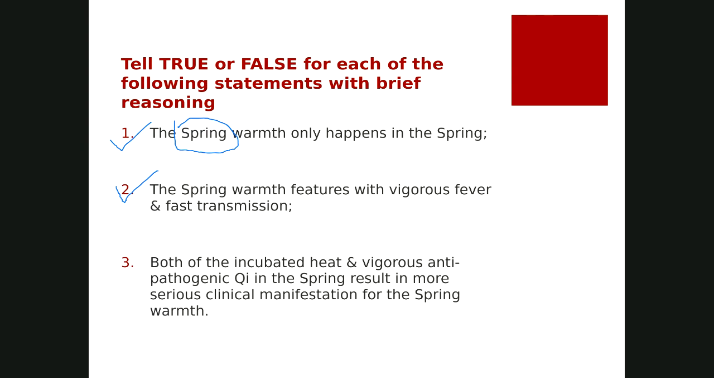Now, number 3, both the incubated heat and vigorous anti-pathogenic factor Qi in the spring result in more serious clinical manifestations for spring warms. This actually helps us explain why number 2 and number 1 are correct, and gives more detailed answers on why spring warms feature Qi-level excessive heat without noticeable Wei-level disorder. So that's the basic answer for that.